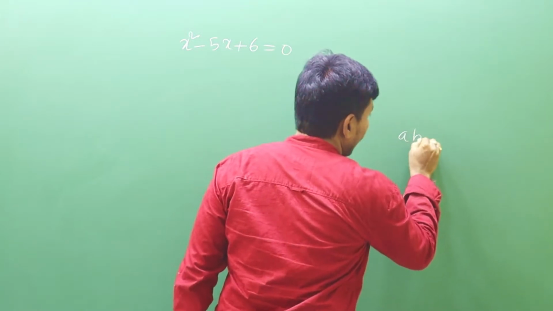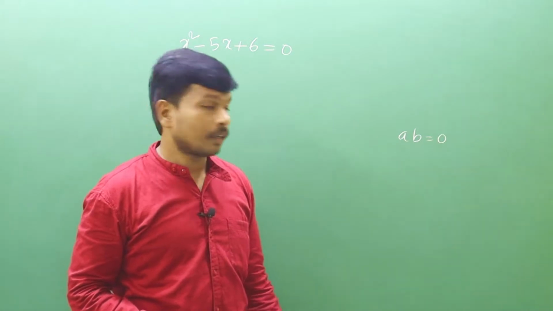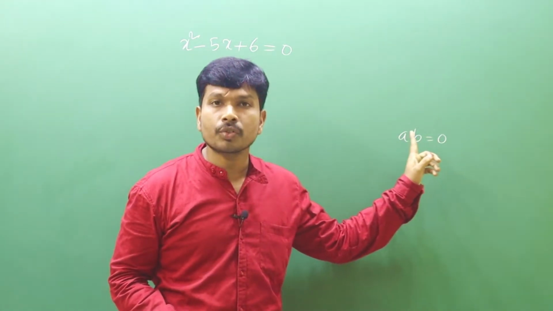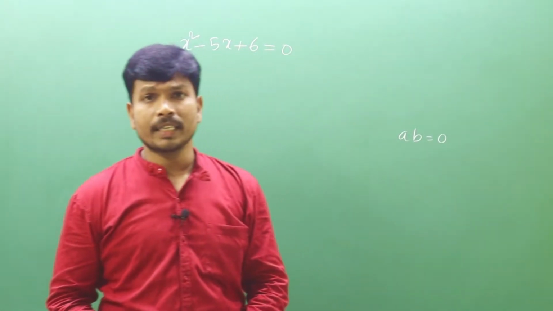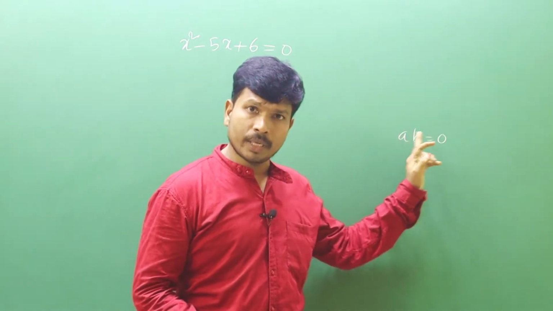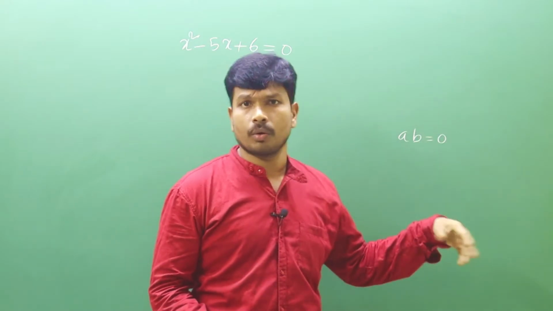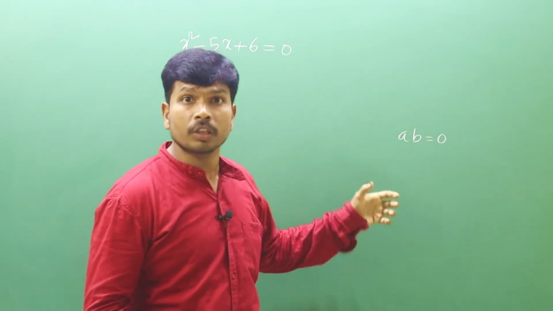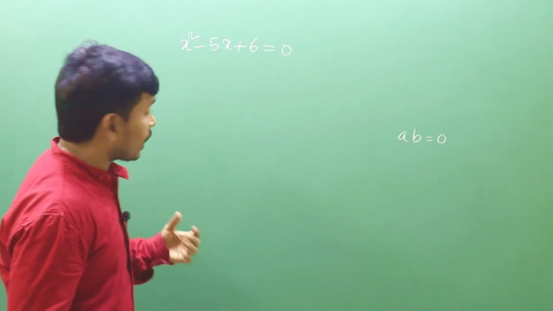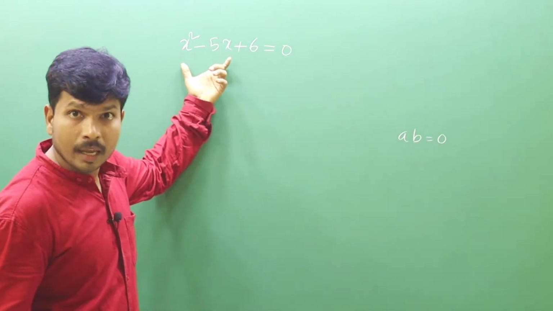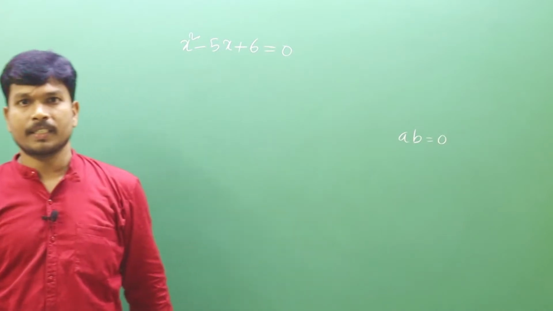If the product of any two values a and b is 0, then definitely either a equal to 0 or b equal to 0 or both equal to 0. Only then do you get the product 0. A you take as 0, 0 into b is 0. B you take as 0, a into 0 is 0. A and b both values you take as 0, 0 into 0 is 0.